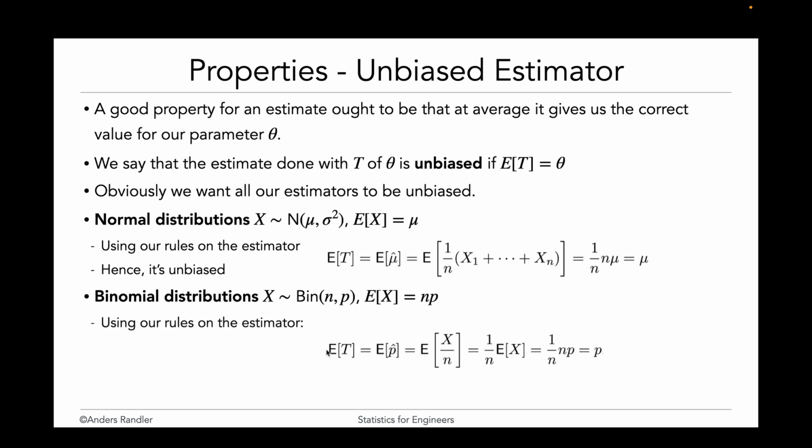Binomial distribution, does it work? Well, let's see. The expected value of our estimator, which is the random variable divided by n, is 1 divided by n times the expected value of x. And we know that the expected value of x is n times p. That's the expected value in the case of the binomial distribution. Hence p. Yeah, it adds up, because we were looking at the estimate for p and it actually turns out that it is p, which is good. So yes, it's unbiased. So both of these work, and that's good.